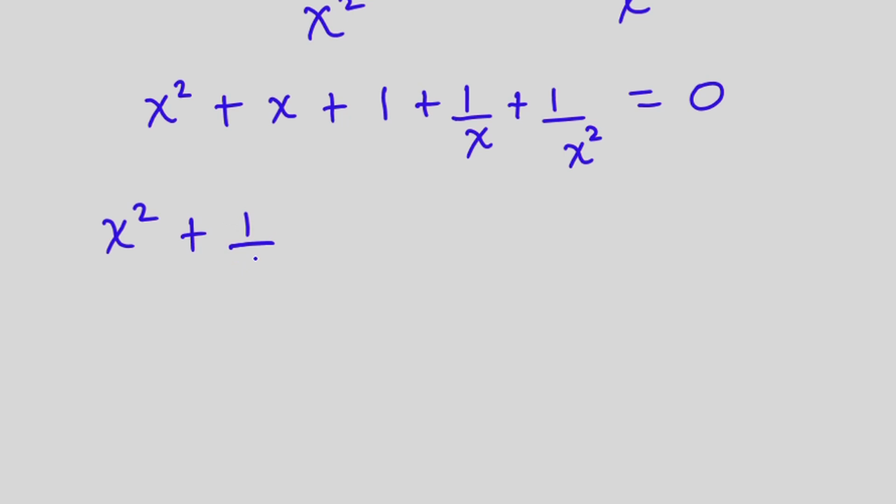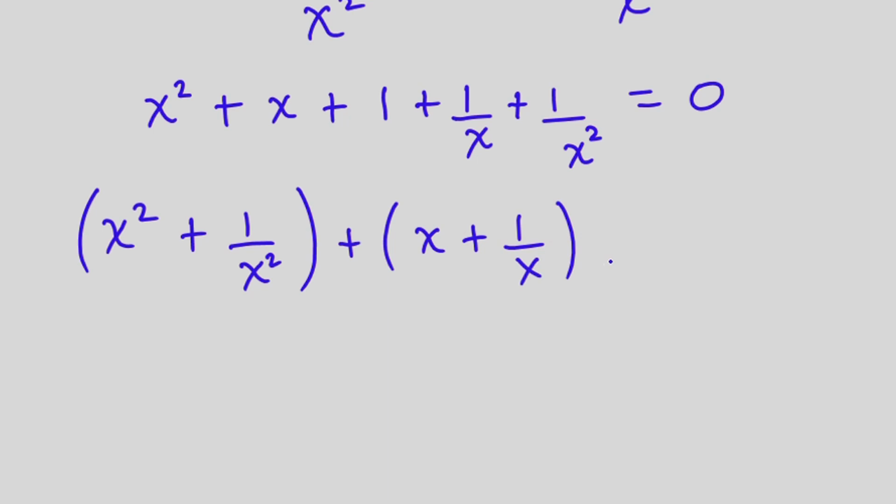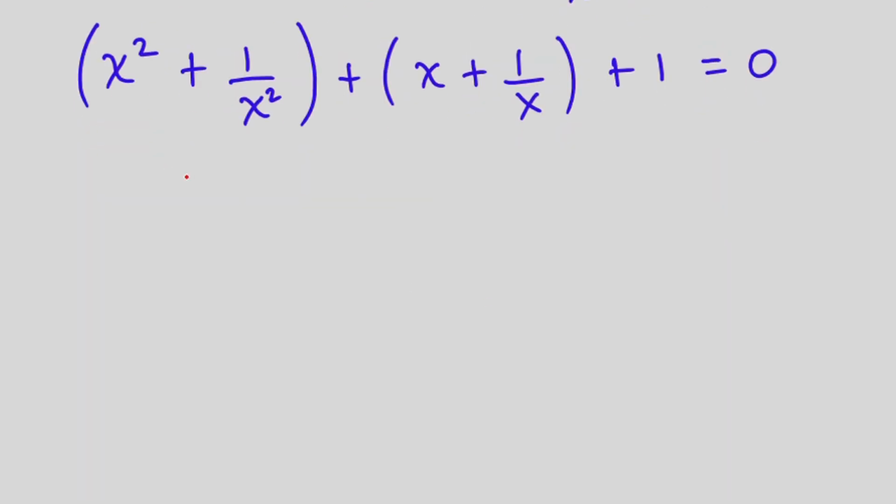So we have 1 over x squared here. And we also have the x's. I'm going to group those with only power 1. Then plus the constant, we have only 1. And this is 0. Then from here, we have to pay attention to this first parenthesis. x squared plus, now this could be written as 1 over x all squared.